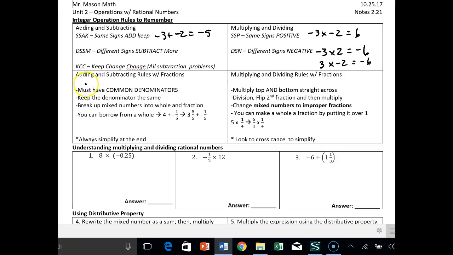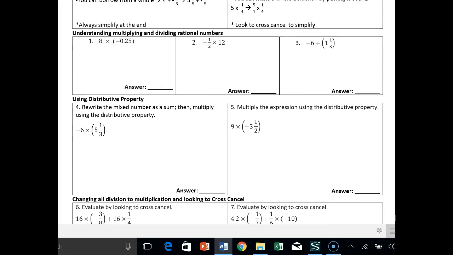So let's also remember in our toolbox that we have rules for adding and subtracting fractions, as well as multiplying and dividing fractions. Remember, for adding and subtracting fractions, you have to have common denominators. You keep the denominator. We can break up mixed numbers, which we've been practicing, and you can borrow from homes. For multiplying and dividing fractions, you multiply the top and the bottom, so it's not that you keep the denominator, right? For division, you flip the second fraction, then multiply, and you always change mixed numbers to improper fractions. So here you split them up, here you change them to improper fractions. So let's go ahead and practice this a little bit.